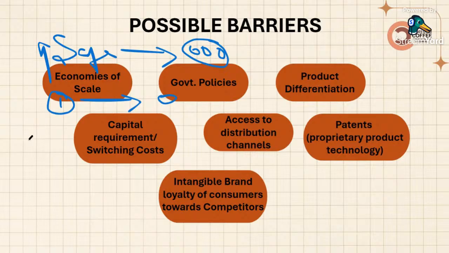The next is the capital requirement. Let's say the business the client wants to enter requires huge capital, due to which they won't be able to enter that market. Then we have the government policies. There are certain industries where government policies are very strict and entry is very difficult. For example, the financial sector businesses, where it is very difficult to enter.